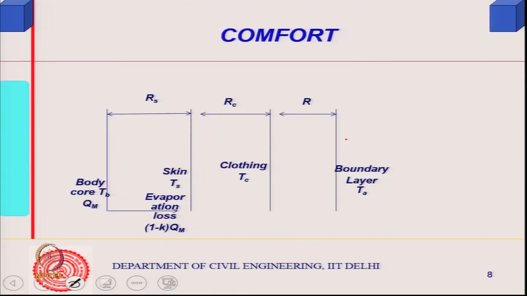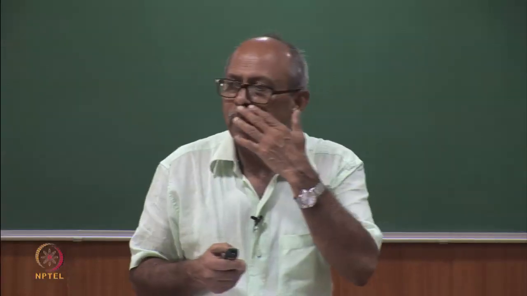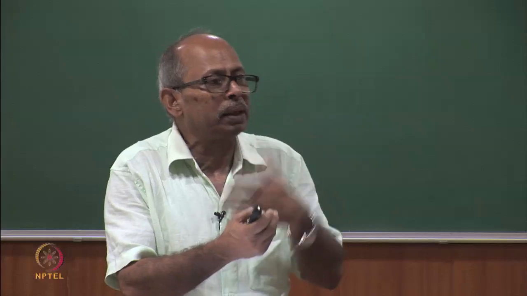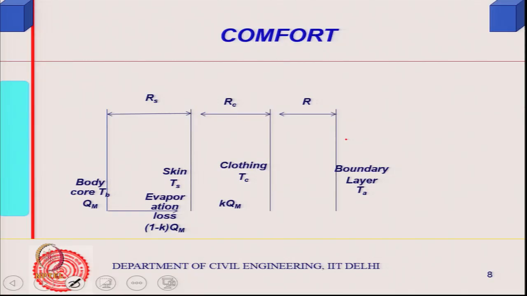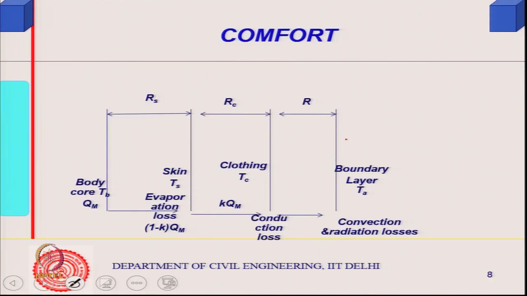So supposing QM is the heat generated, right, there will be some evaporation loss, and let us say the fraction is K, 1 minus K is the loss by evaporation, right, because as I said, through the respiratory system also you lose some heat, and right from the skin you are losing some heat there. Then KQM is what passes through the clothing, and some portion goes through the skin and evaporation loss and all that, 1 minus K. So conduction loss, then the boundary layer loss. So convection and radiation losses, as I said, boundary layer will have convection and radiation losses, and therefore, this is how you can conceive it, model it in that manner.